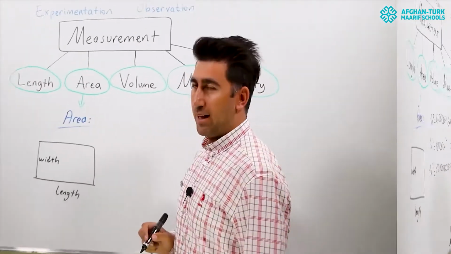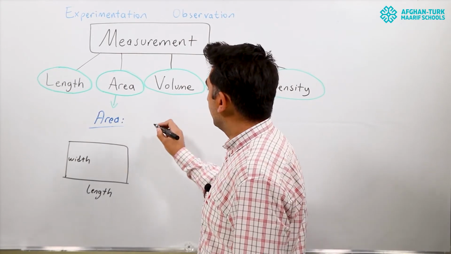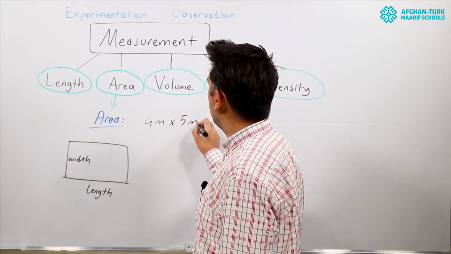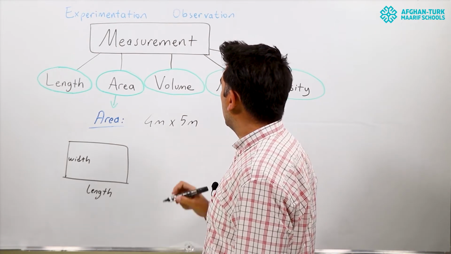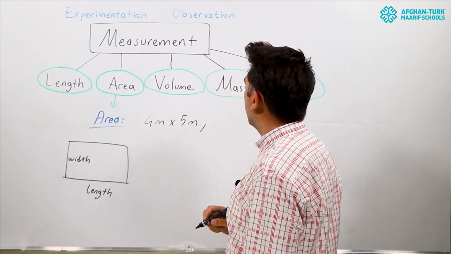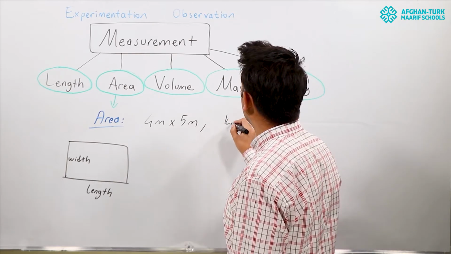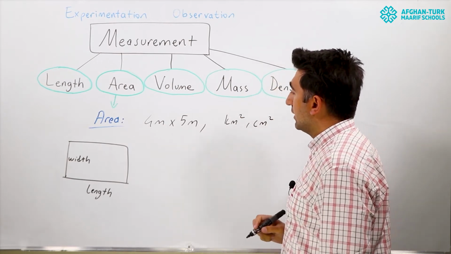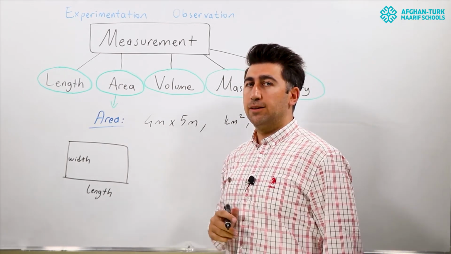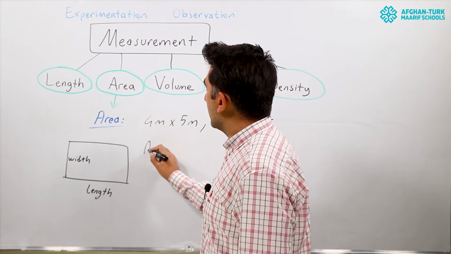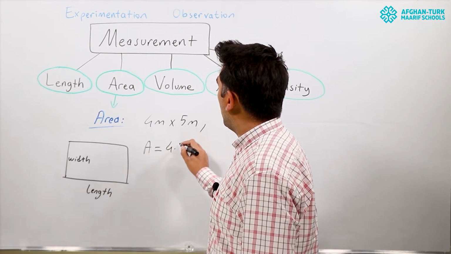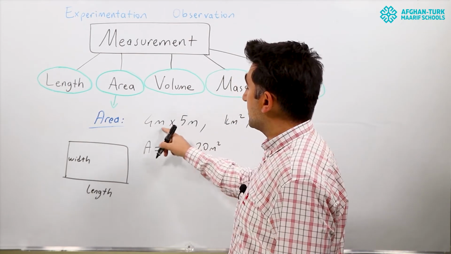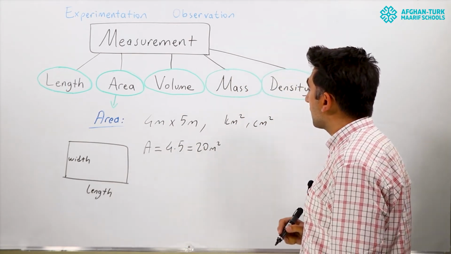Let's say we have a room with 4 meters times 5 meters area. So if we try to find how many kilometers square and centimeter square it will be. First, I have to find the area. Area is equal to 4 times 5, and that's equal to 20 meters square. That's because they are given in meter.